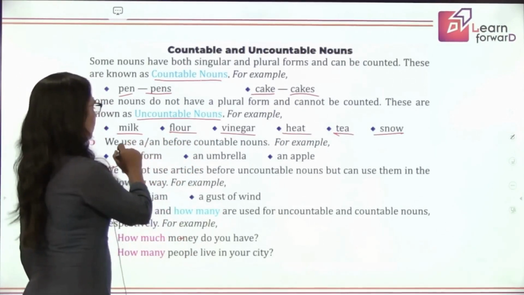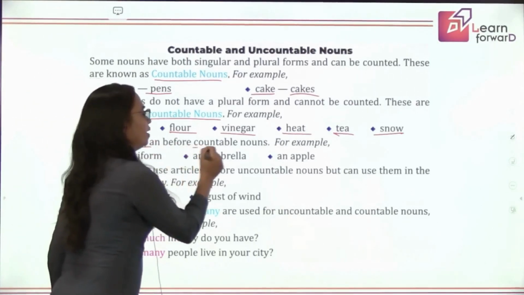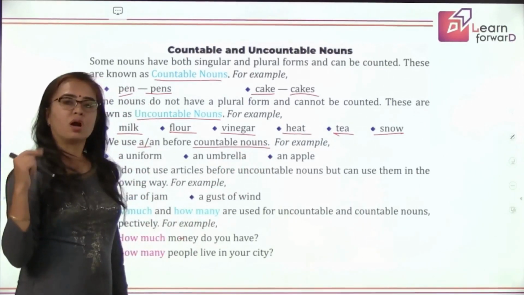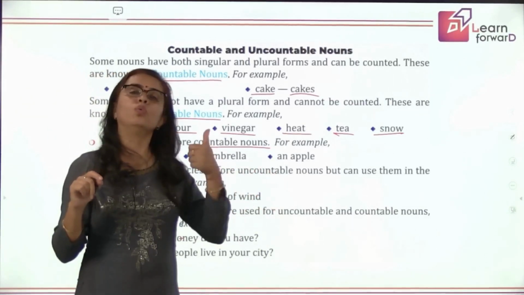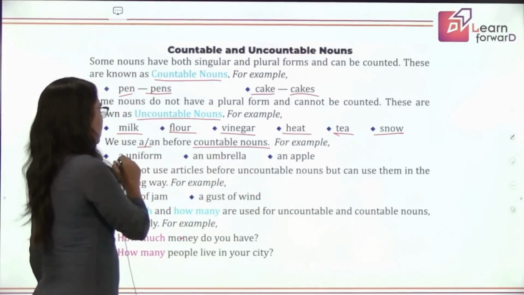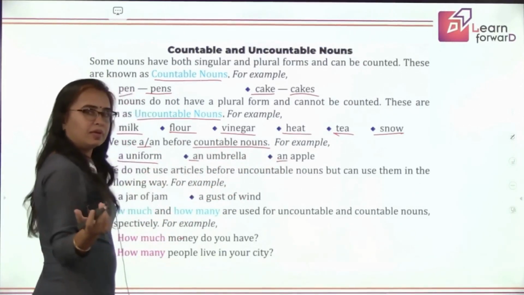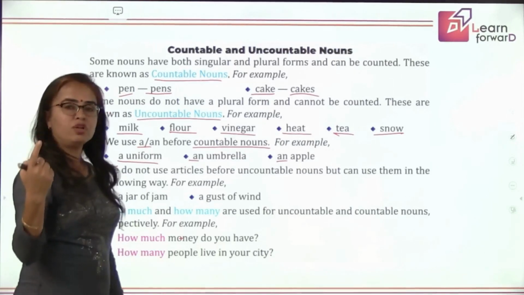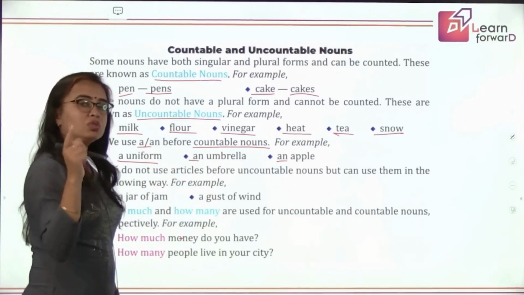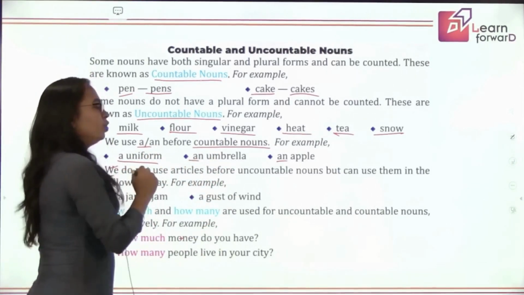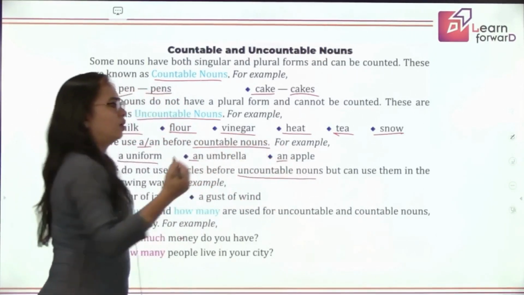And what you have to remember is, we use a or an before countable nouns when we talk about only one. So, a and an as words mean one. That's why we say a uniform, an umbrella, an apple. That means we are talking about one uniform, one umbrella, one apple. So, we use a or an before countable nouns only. We do not use a and an before uncountable nouns.